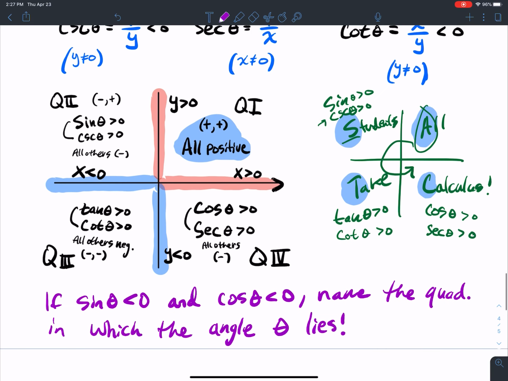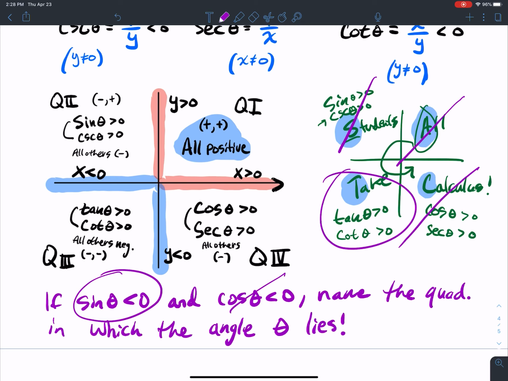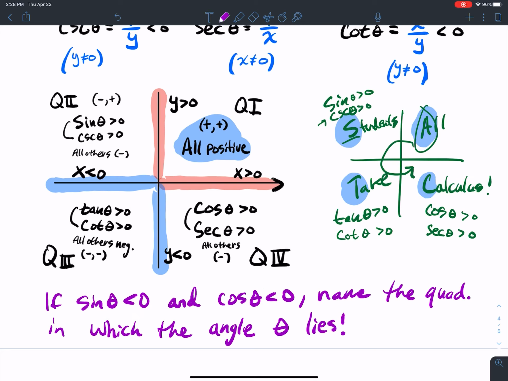So if sine theta and cosine theta are less than 0, where do we have to be? Well, we can't be in the first one because all are positive. We can't be in the second one because sine is positive there, and we're given sine is negative here. And we can't be in the calculus one where it's cosine because cosine is negative here. It's not positive. So what do we have to be in? We got to be in Q3. Okay, so that's how you kind of run through the game here. So quadrant 3 is where theta has to be.